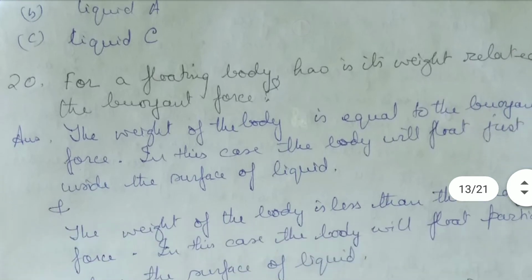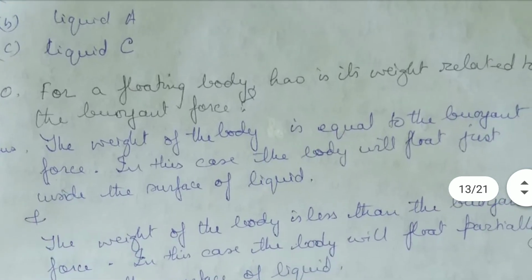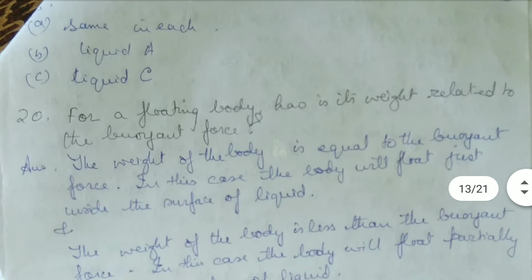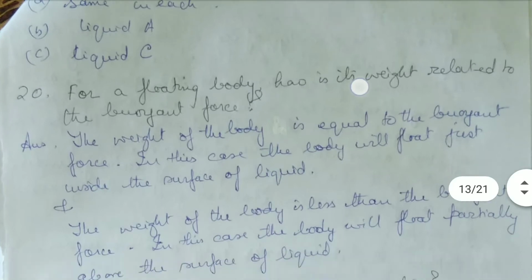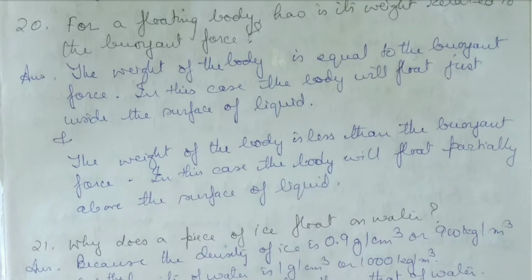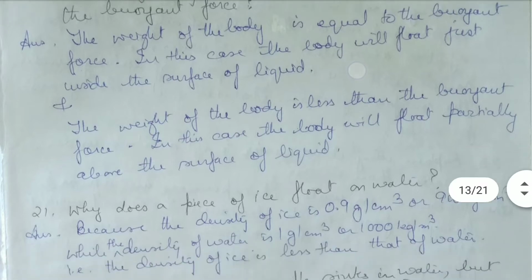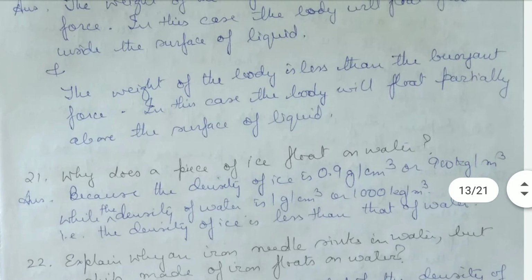Now we come to the 20th question. For a floating body, how is its weight related to the buoyant force? The weight of the body is equal to the buoyant force. In this case, the body will float just inside the surface of the liquid. And if the weight of the body is less than the buoyant force, the body will float partially above the surface of the liquid.